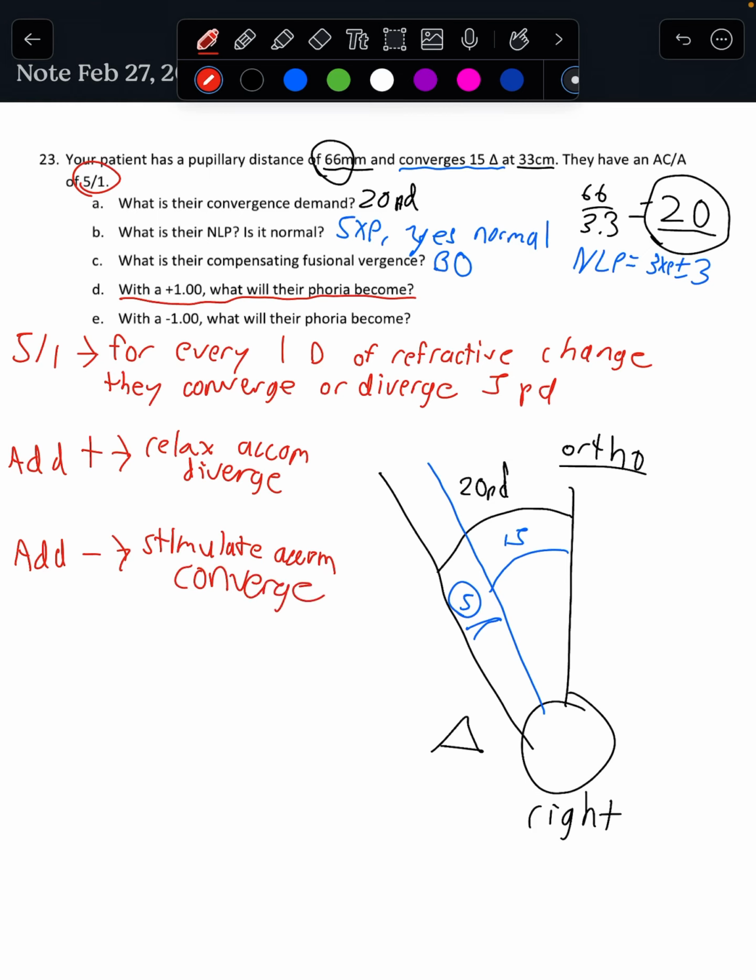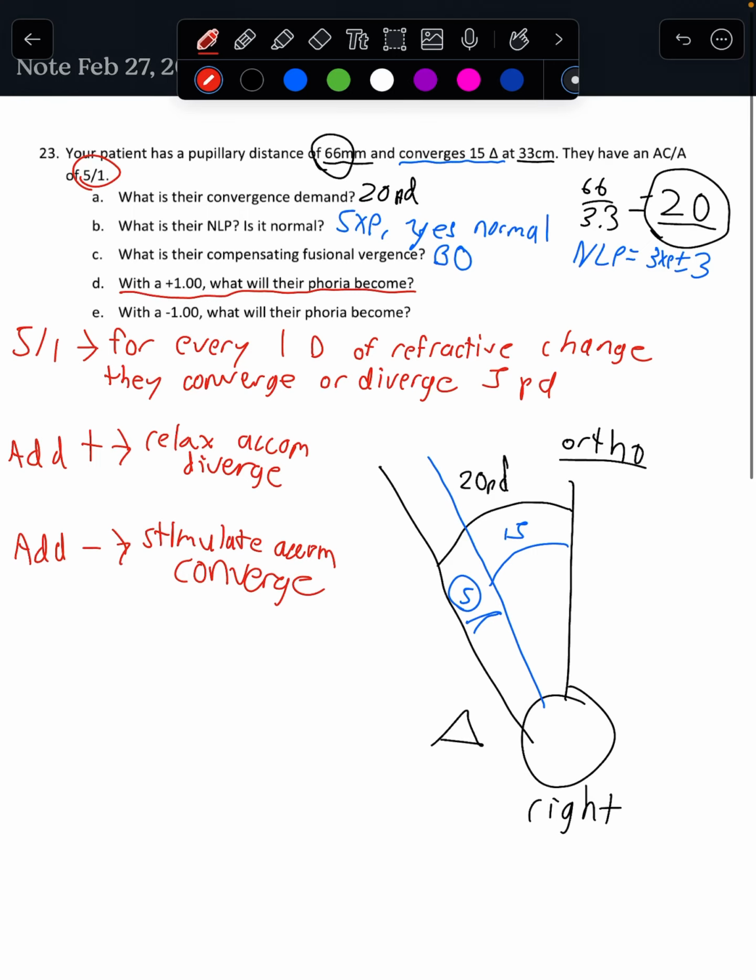Okay, so back to the question, the patient, we add a +1 to them. So we know they're going to relax their accommodation. We know they're going to diverge. And it's one diopter. So for every one diopter of refractive change, they're going to converge or diverge 5 prism diopters. So this patient will diverge 5 prism diopters.